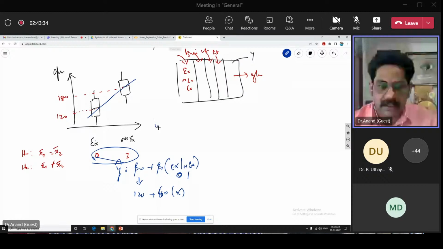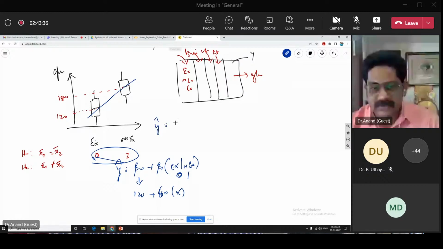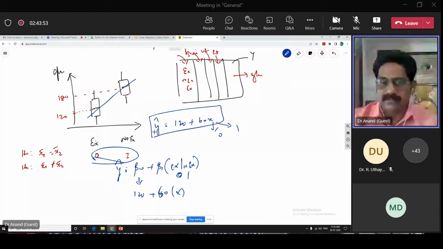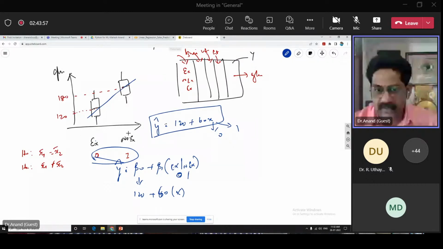So this is your model equation: 120 plus 60x. You substitute x equal to 0, what happens? It predicts 120, which is the exercise category. When you substitute x equal to 1, 120 plus 60 is 180, it predicts this category. So your regressor model will predict the class-wise mean value. That's all it will do for a categorical variable.